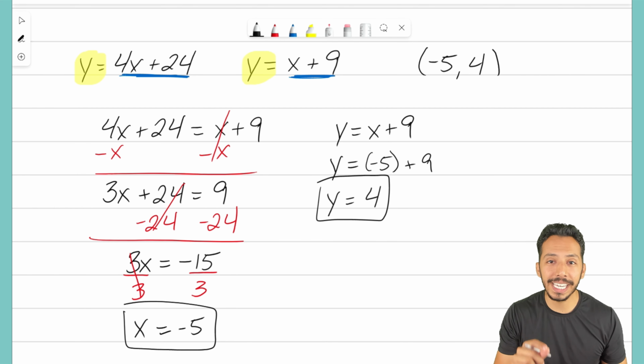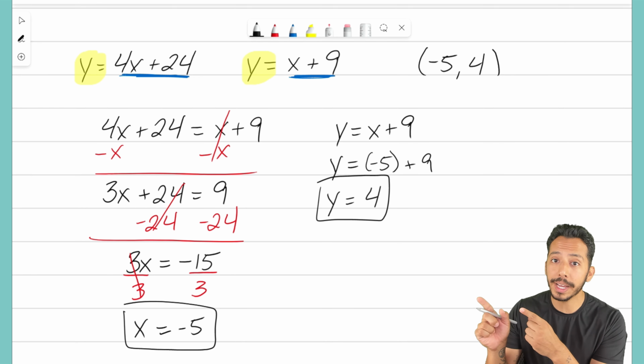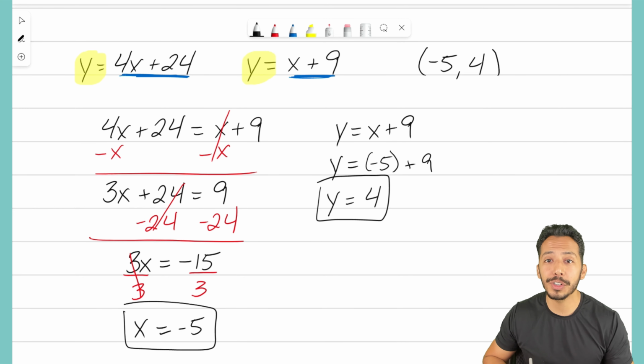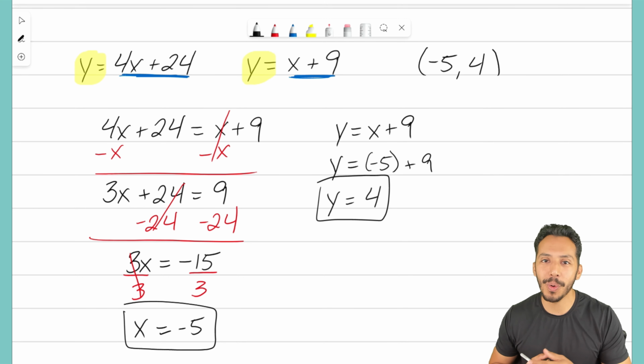That is how you use the equal values method. If two equations are equal to the same variable, in this case they're both equal to y, then we set them equal to each other, solve for x, solve for y, and you're good to go.